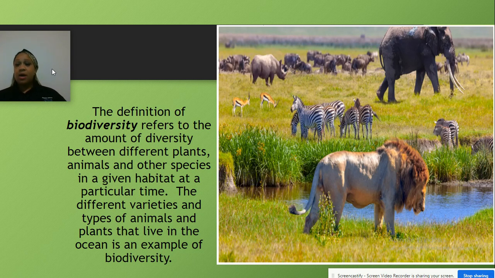Right here you see a savanna biome, right? You have zebra, you have elephants, you have lions, you have plants. This is all different types of organisms within an ecosystem. Very diverse, very different varieties of life, okay? The different varieties and types of animals and plants that live in the ocean is also an example of biodiversity.